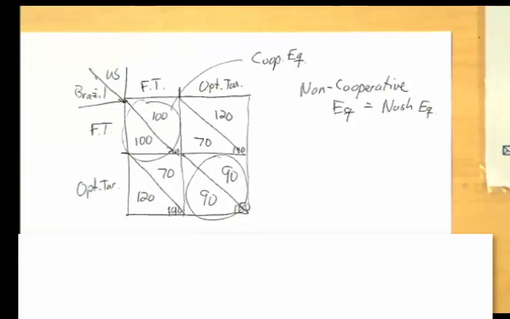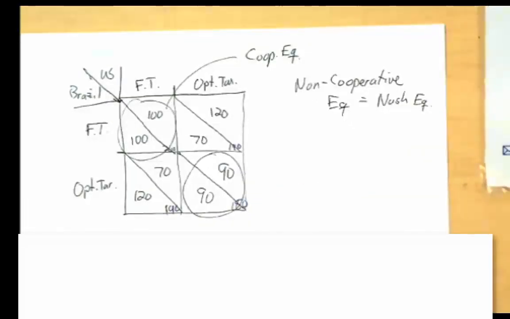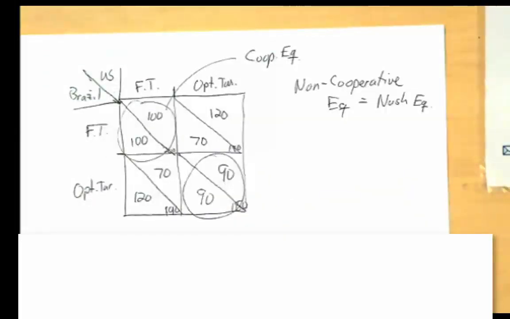So non-cooperation leads us to this prisoner's dilemma outcome. If we could simply sit down, discuss it, look at the numbers together, and handshake on it and say, let's go back and let's each implement free trade, then we'll both be able to get the 100-100. We would have a better outcome for the countries and for the people involved.